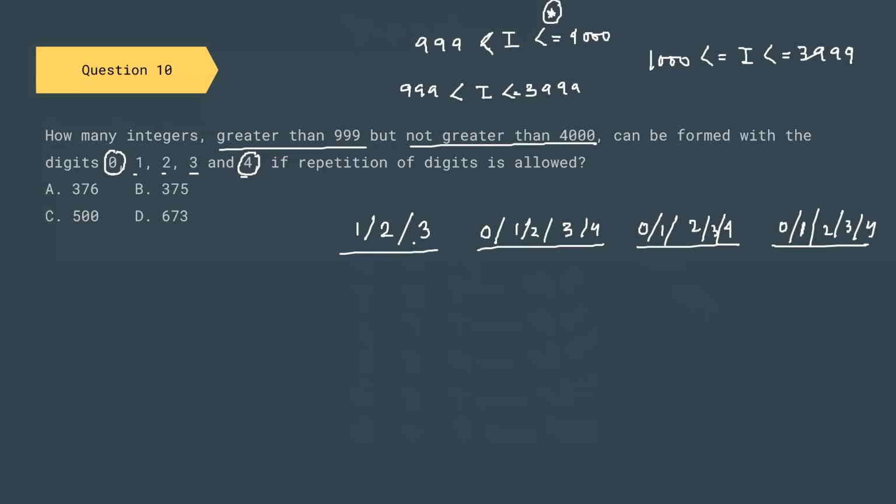So the first place can be filled in 3 ways. Then the second place is filled in 5 ways. The third place is filled in 5 ways. And this place is filled in 5 ways. So the total ways in which this number can be formed is 3 into 5 into 5 into 5. That gives us 375. But no, this is not our final answer.